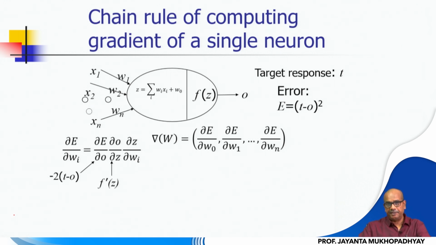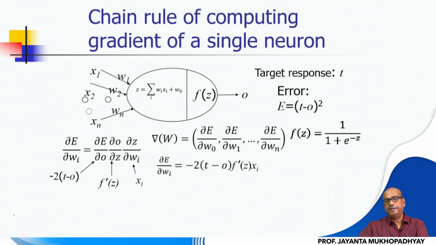This is f prime z, or the derivative of the function f with respect to z, and then the derivative of z with respect to wi. Given this expression, the sum of wi xi plus w naught, that is the functional form. The only term related to wi is wi xi, so if I take the derivative, it will simply be xi. Finally, the product of these three will give you this function.